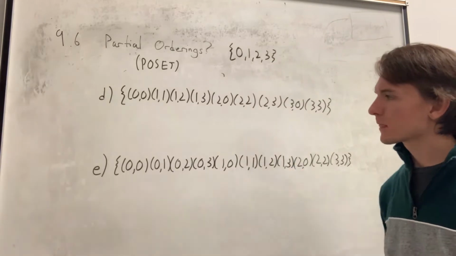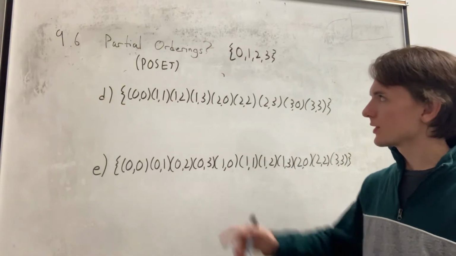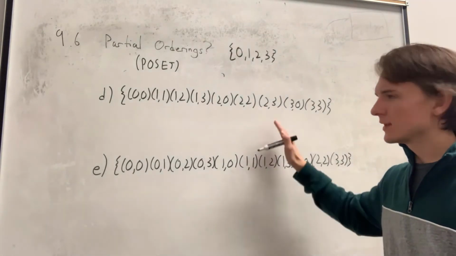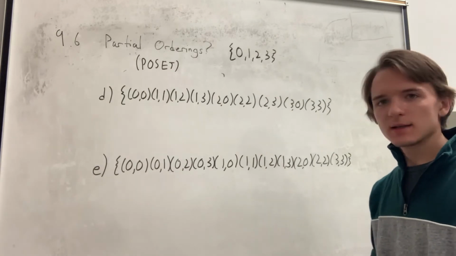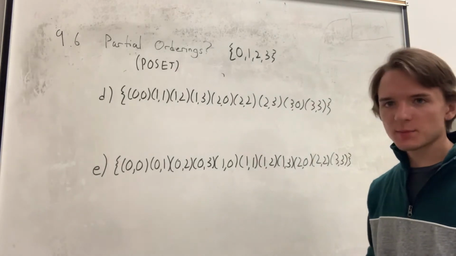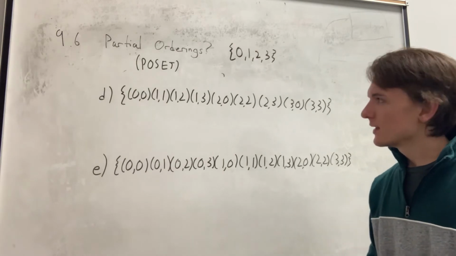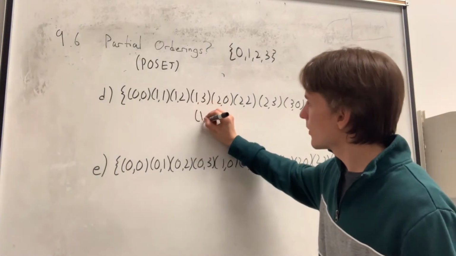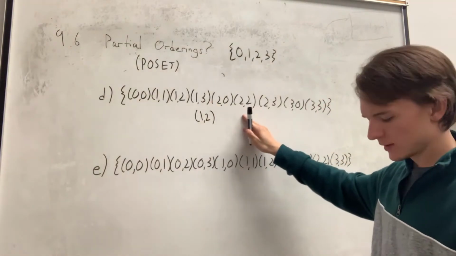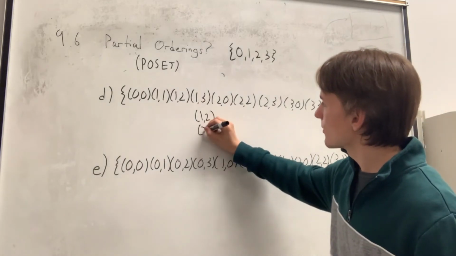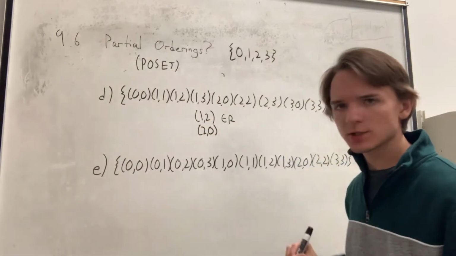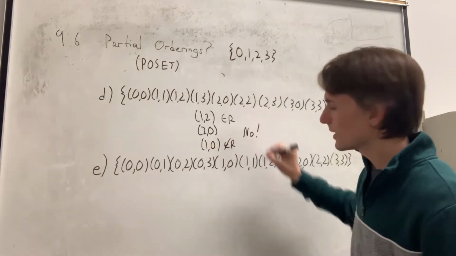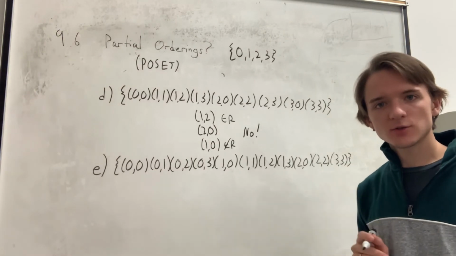All right, part D. Remember, it's a partial ordering, also known as a poset, if it's reflexive, antisymmetric, and transitive. Is it reflexive? Yes. Is it antisymmetric? We can test a bunch of values, but yes, it is. Is it transitive? Well, it wouldn't be. We have (1, 2). We have (2, 0), both in the relationship, but we don't have (1, 0). So no, it is not a poset because it's not transitive.